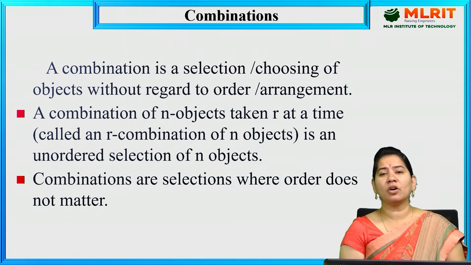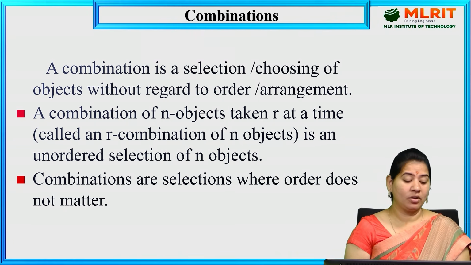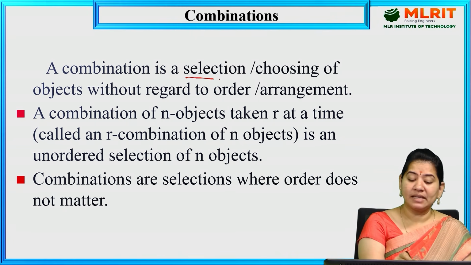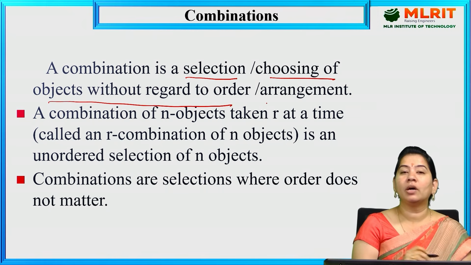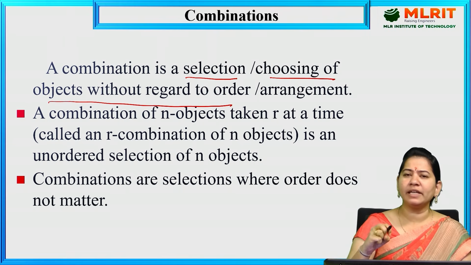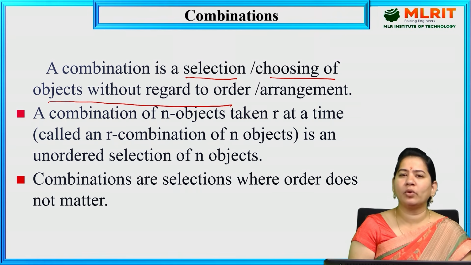Now let us see the combinations here. What is meant by combination? Combination is a selection or choosing of objects without regard to order or arrangement. Means if you are selecting two objects or two values or two numbers, here order doesn't matter. If you are picking up, that is enough. You only have to select it one time.